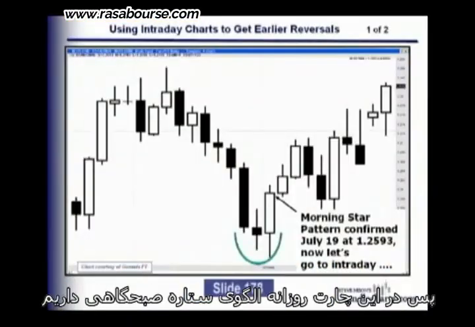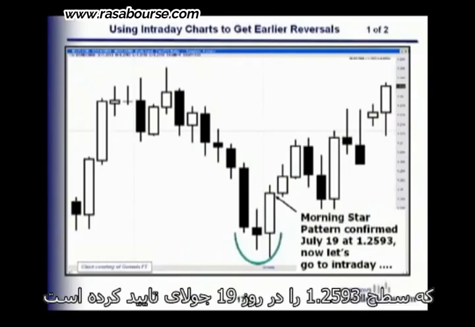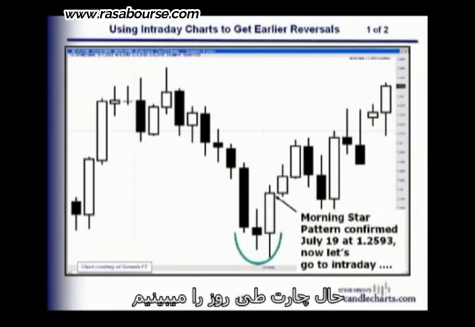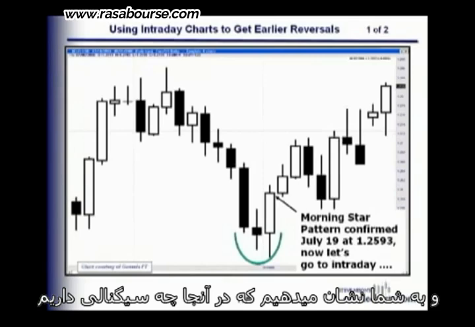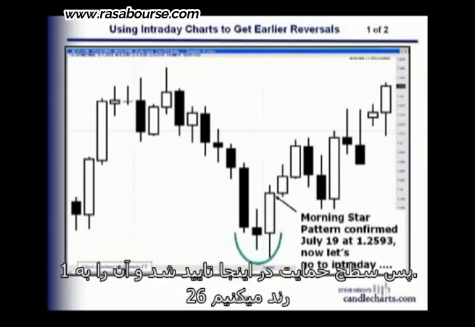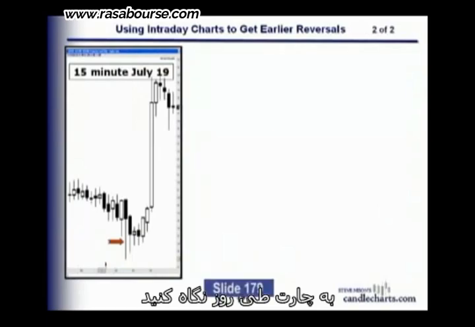So here, on this daily chart, we had a morning star confirmed at 125.93, and on July 19th, we're going to go to an intraday and show you what we had on the intraday. So this was confirmed. Let's round it off at around 126. Okay. Look at the intraday here.